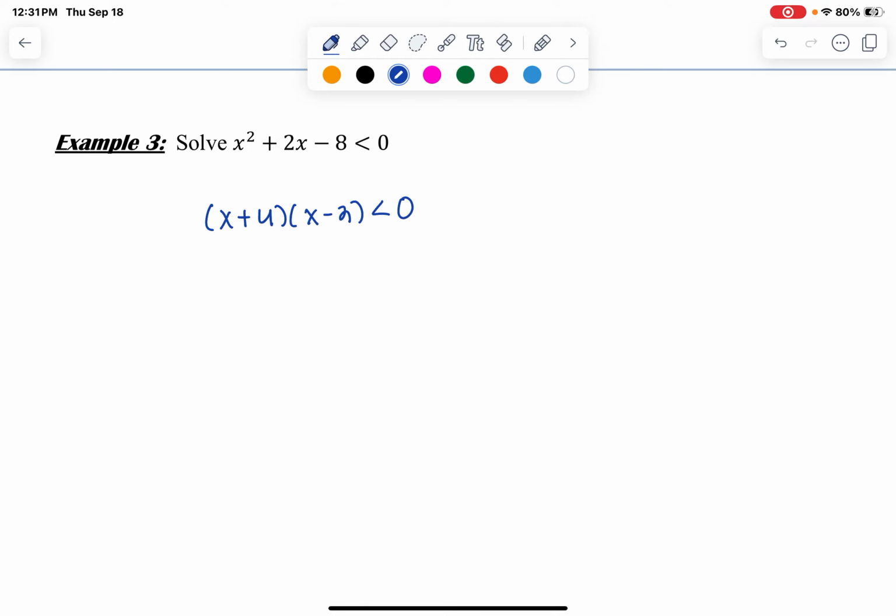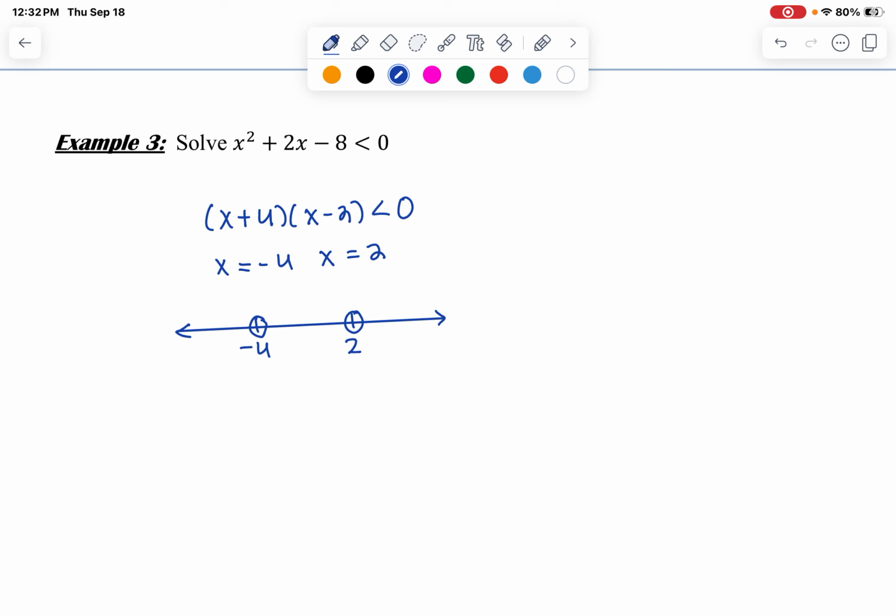All right, we are going to find our critical values, our zeros, which is x equals -4 and x equals 2. We're going to put those on a number line. -4, 2. Your inequality symbol is less than, not less than or equal to, so -4 and 2 are not included in our solutions. So now instead of picking 3 values to plug in, we're just going to pick 1.